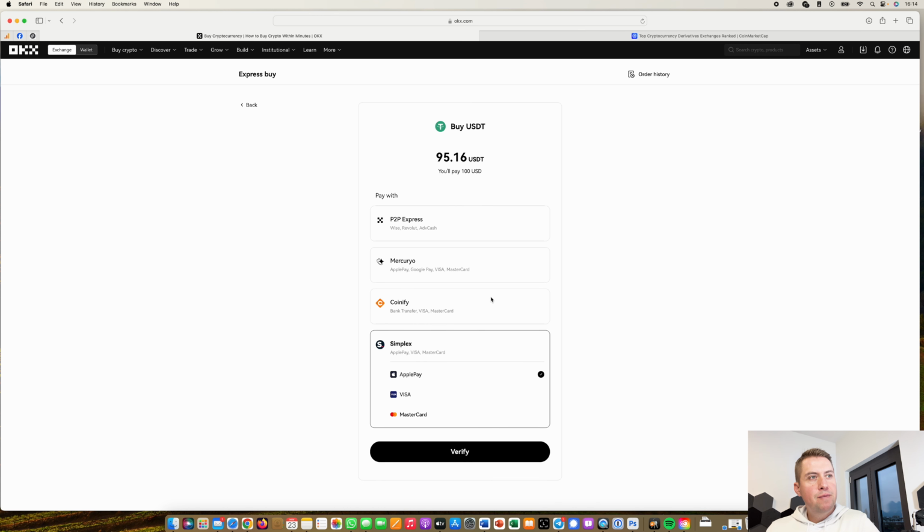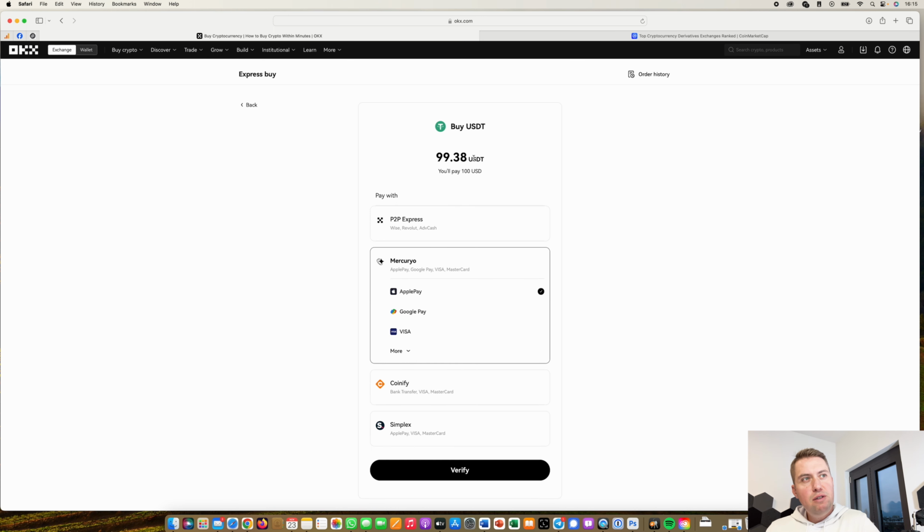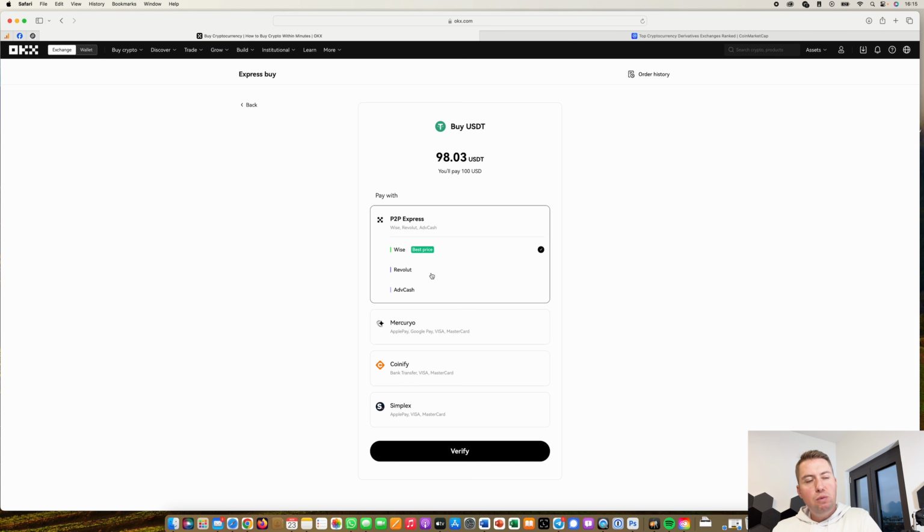And the same with Simplex. Here they say you would get 99.38 USDT. However, if you click through it, they charge you a little fee, and then you are again down to a 4% fee. A bit cheaper is peer-to-peer express, but that basically means you don't buy cryptocurrencies from the exchange. You would buy them from a user, and there you have just a little fee, but usually the spread is quite high, so you are also not paying the best price, and you have to wait until the cryptocurrency arrives at your wallet, and it's not the best user experience.